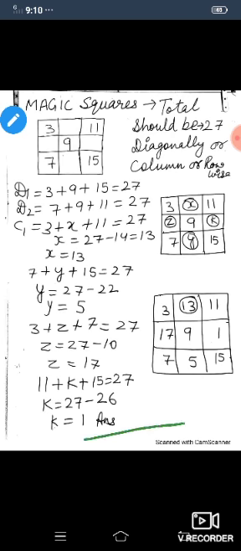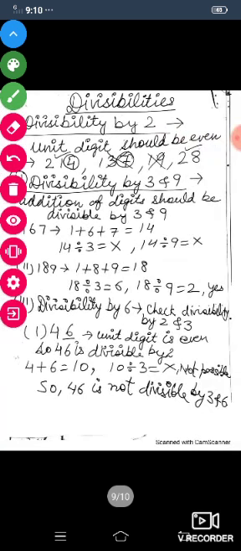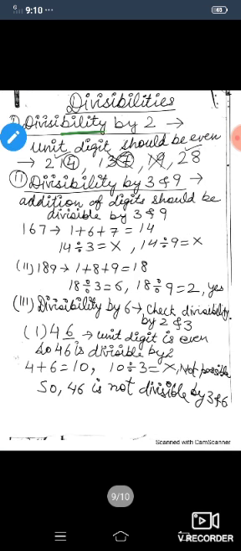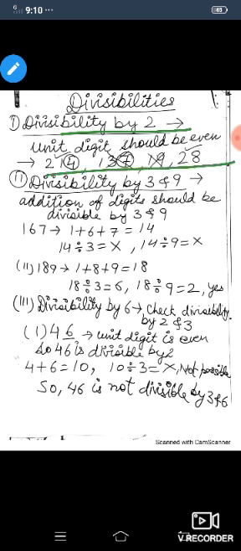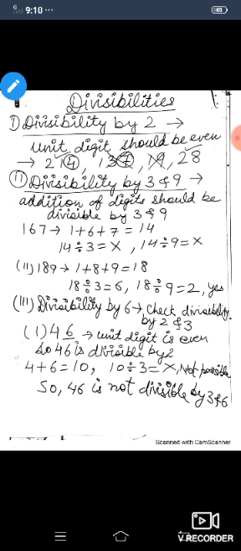Now there are various divisibility tests that you have done in your junior classes. The first one is divisibility by 2. We know that the unit digit should be even. So 214 and 28 are divisible by 2 since their unit digits are 4 and 8, whereas 137 and 19 are not divisible by 2 because these are odd numbers.